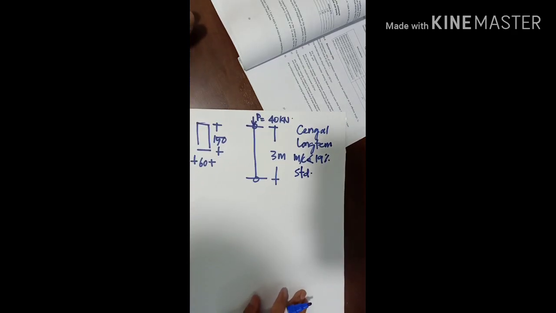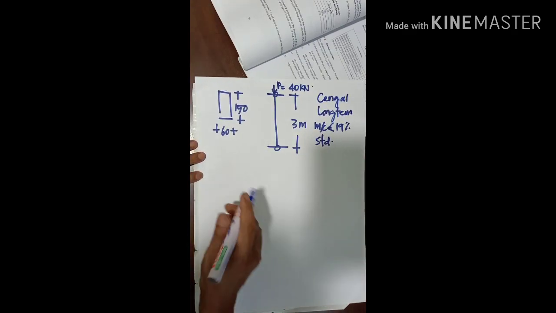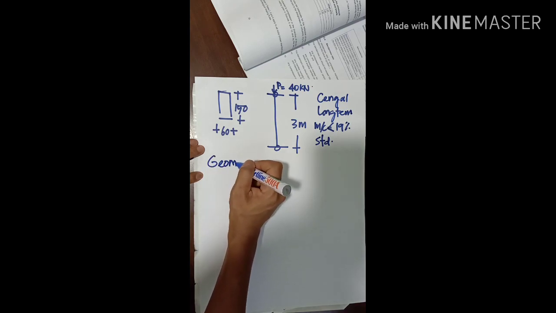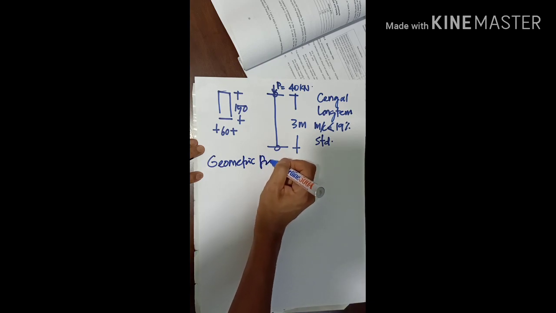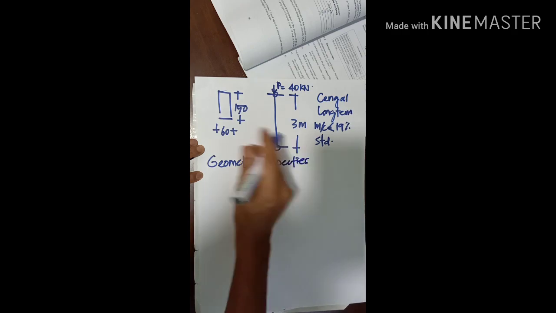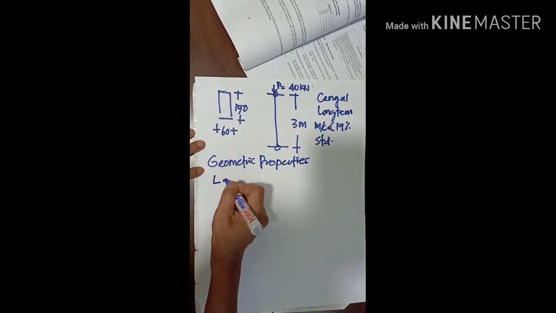Okay, so start by identifying the geometric properties. From this figure we can find that the length of the column is 3 meters.